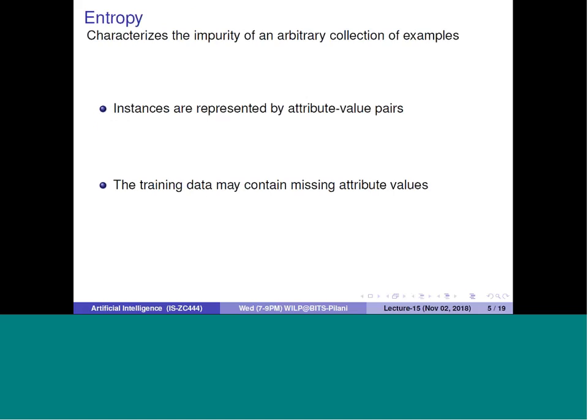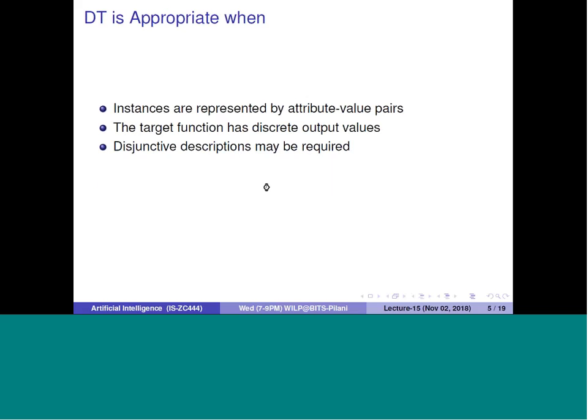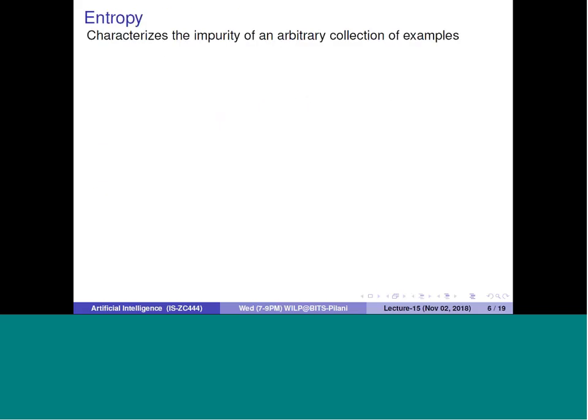Okay, when disjunctive description is required and the training data may contain missing values and errors. And this is a very big thing because this particular kind of classification algorithm can handle missing values even if you are not specifying all the things, but it can give you the right classification. So this is very important. Okay, so now we want to talk about a very important mathematical quantity.